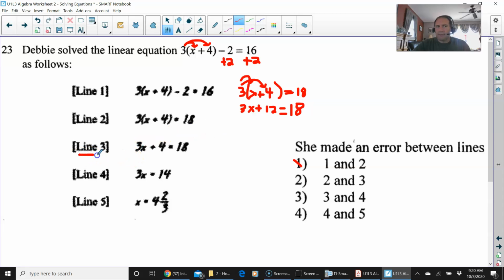Wait a minute, line 3, incorrect. She did 3 times x, and then 3 times 4, she didn't distribute the 3 to the 4. So that means she left the plus 4, and that is incorrect. So between lines 2 and 3, she made an error. All right, and that's it. That was the error.